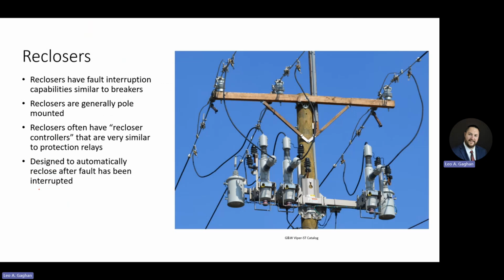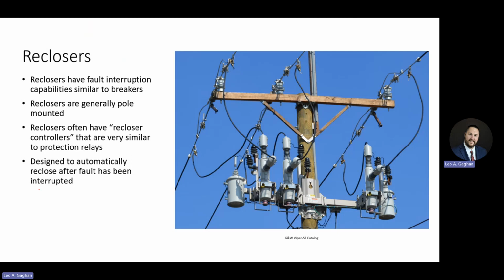So the next type of equipment, more complicated than the fuse, is a recloser. Reclosers have fault interruption capabilities similar to breakers, but they're smaller than breakers. Reclosers are generally pole mounted. We can see in the picture there, it's from a Viper ST catalog. I guess now if you're driving around town, and you look up on the poles, you're going to start to see a lot more of these. You notice them once you know what they look like.